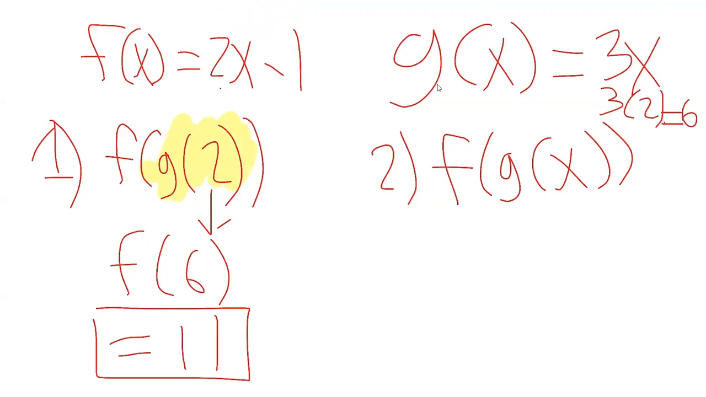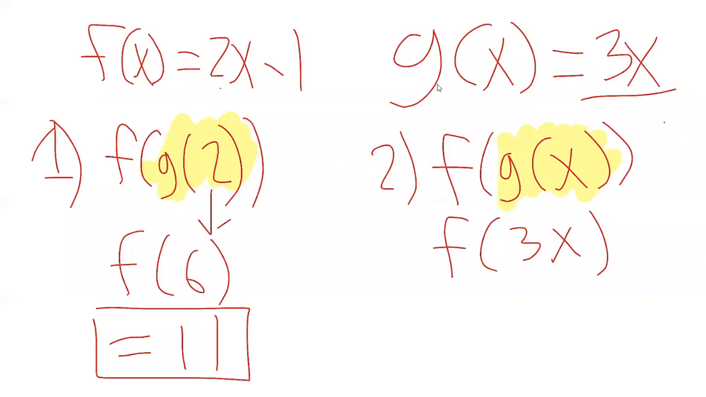So that's the idea with these. You want to work inside out, figure out what the inside part equals, then plug that into the outside function. Notice in question 1, we had a number, so we got a number as our answer. Question 2, we have a variable, so we're going to get variables with our answer. So we want to figure out what g of x is. That would just be 3x. So I'm going to plug 3x into the f function.